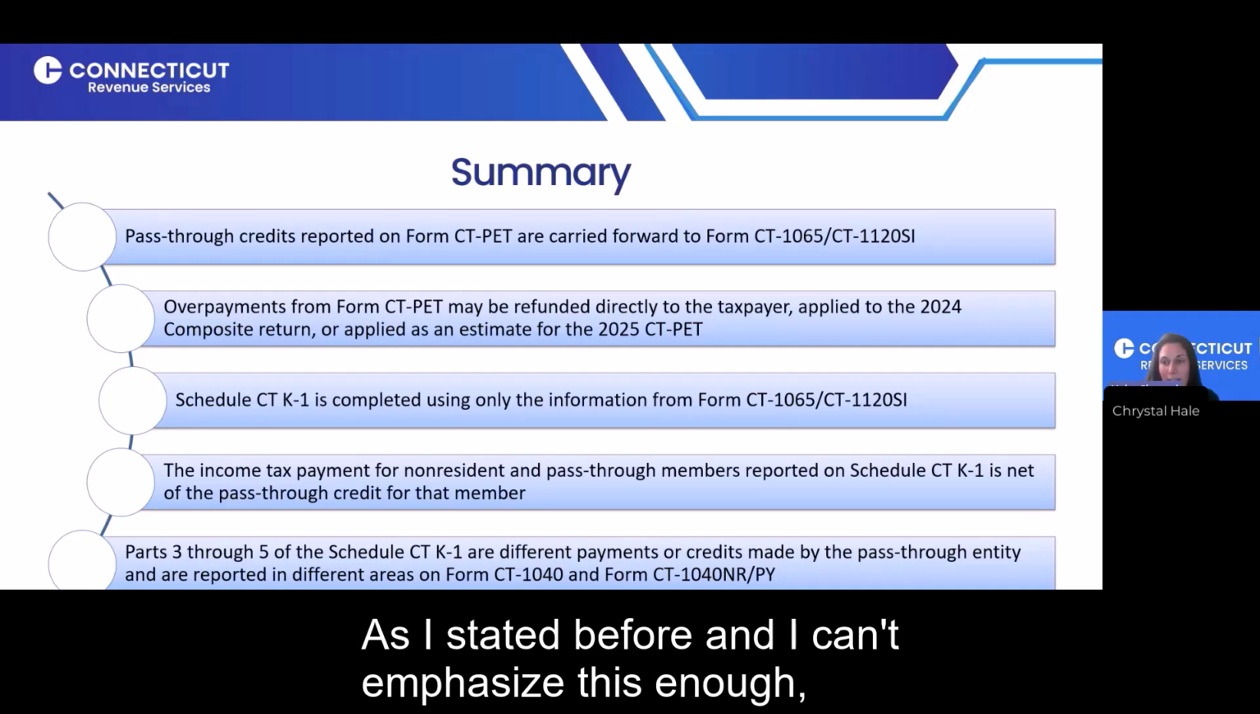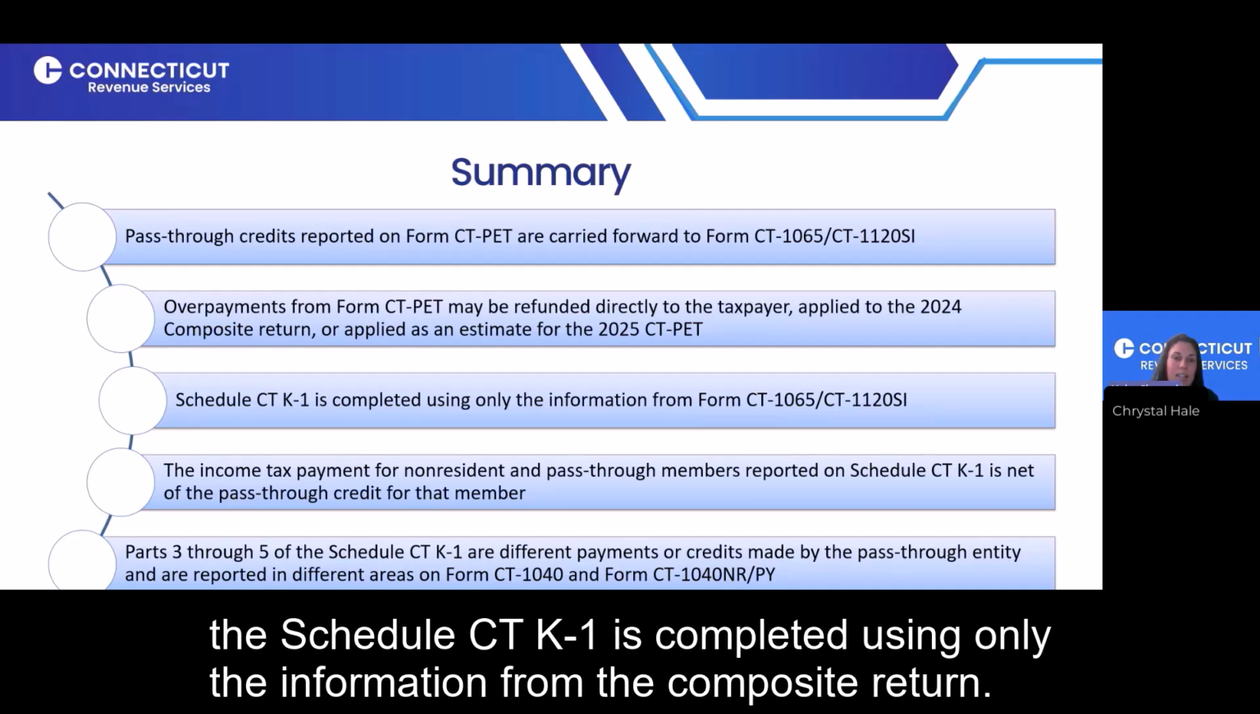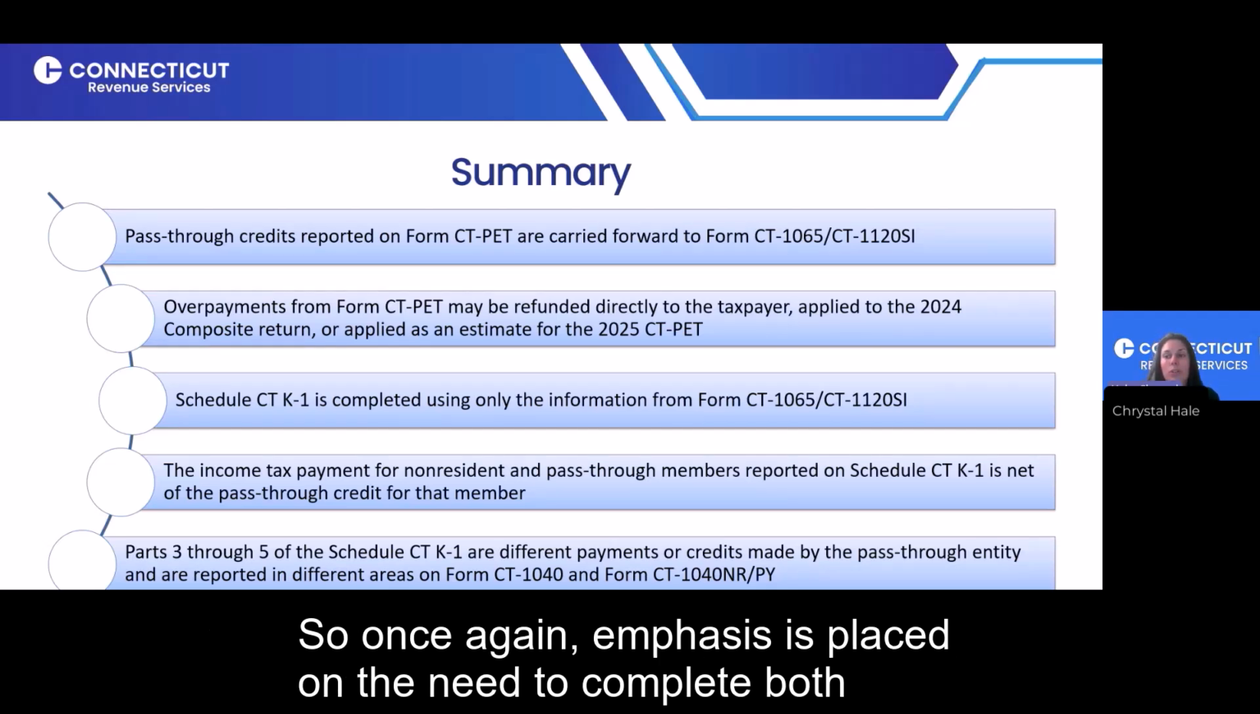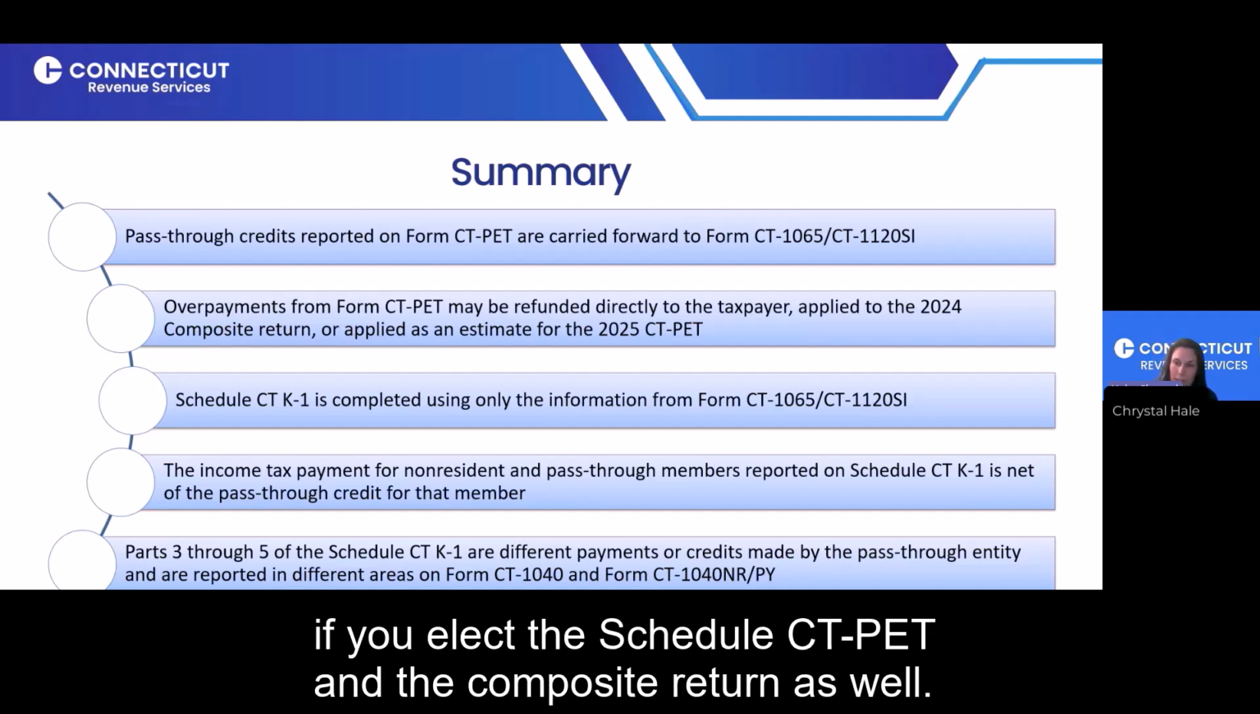As I stated before, and I can't emphasize this enough, the Schedule CTK1 is completed using only the information from the composite return. So once again, emphasis is placed on the need to complete both if you elect the Schedule CTPET and the composite return as well.